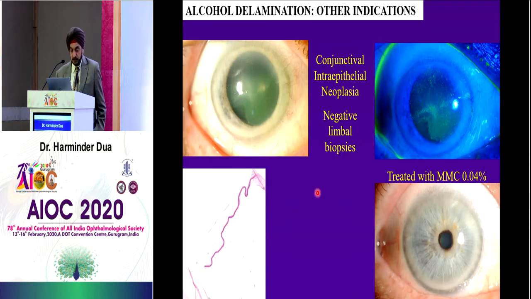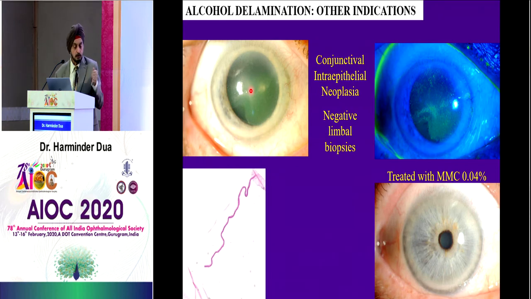So this was a patient sent to me as dystrophy, saying some kind of corneal dystrophy. We said, no, this looks more sinister than that. This is probably a CIN. So what we did is alcohol delamination. Two things about the dystrophy. One is never diagnose a dystrophy by looking at one eye. You must always look at both eyes, even if it's bilateral or obvious in the exam.